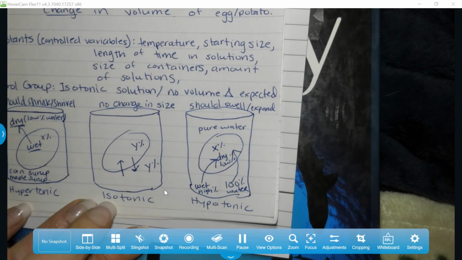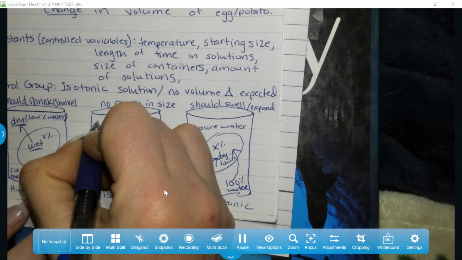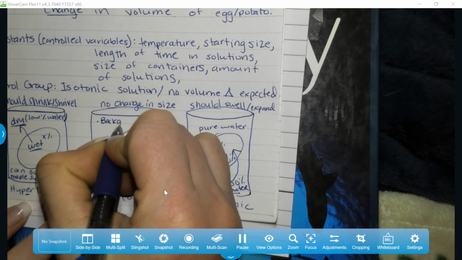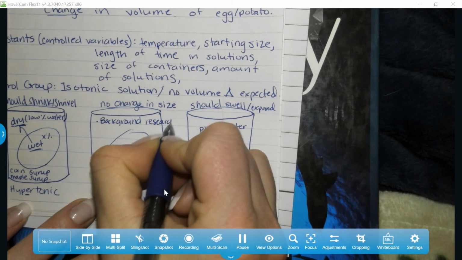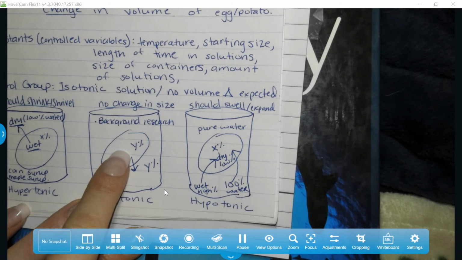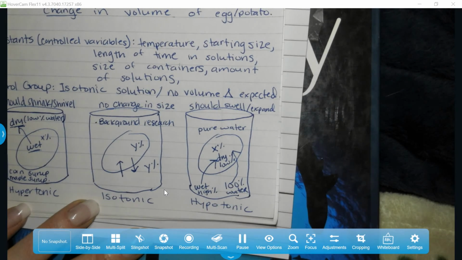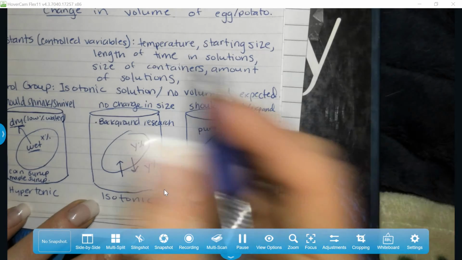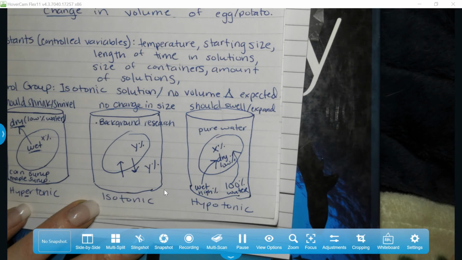This one is a little bit of a guessing game. So you have a couple of choices. If you want to do background research and try to find out what the actual concentration of solutes in an egg is and try to match it, you can do that. Or I would make a guess maybe around 10 to 20% of solutes. Might not be perfect. We're going to get as close as we can.